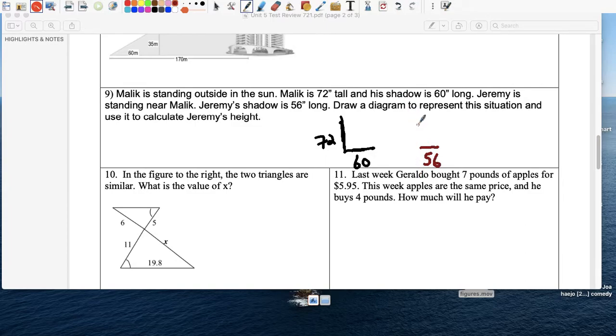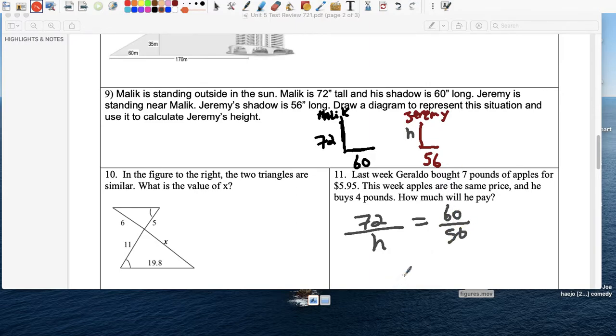And we want to calculate his height. So this is Jeremy, sorry. This kid over here is Malik. So we want to use, again, the proportion to find out the height of Jeremy. It's pretty obvious who's corresponding. So let's call Jeremy's height h. So 72, which is the height of Malik, corresponds to the height of Jeremy. And Malik's shadow, which is 60, corresponds to Jeremy's shadow, which is 56.